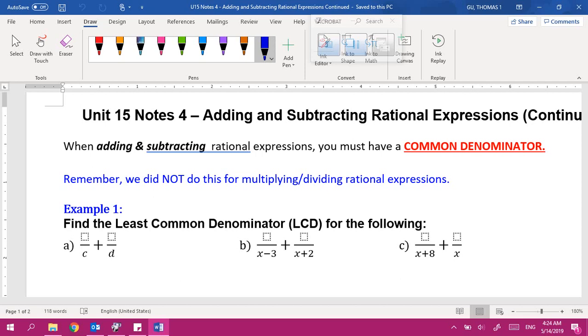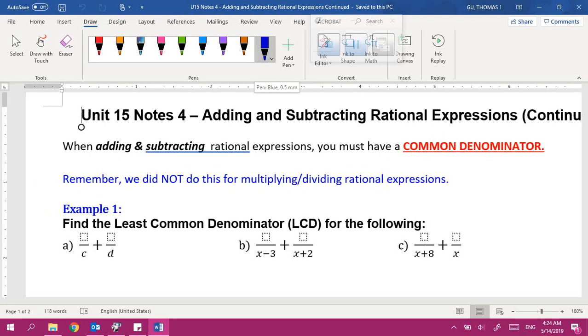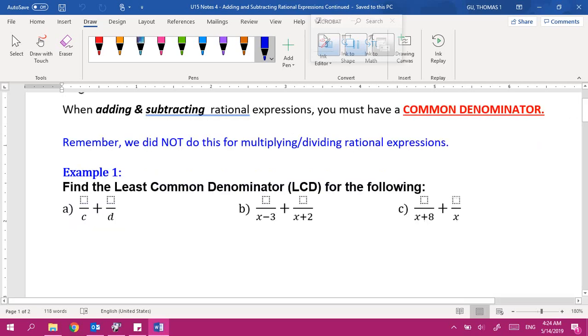So we're going to be doing notes number 4, adding and subtracting rational expressions continued. This is pretty much the same thing as yesterday, it's just a slightly new concept. It's not really that new, but it's the same idea. So let's take a look. So let's do some examples. We're going to jump straight into the examples because it is the same as yesterday.